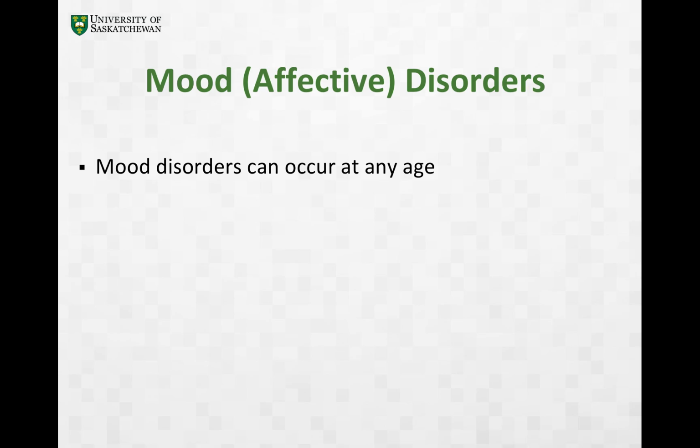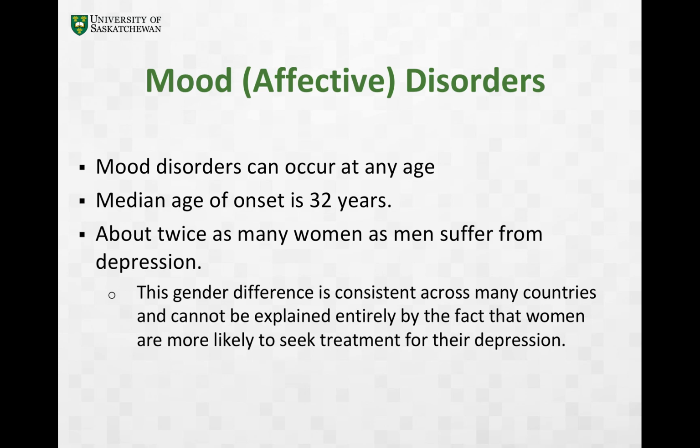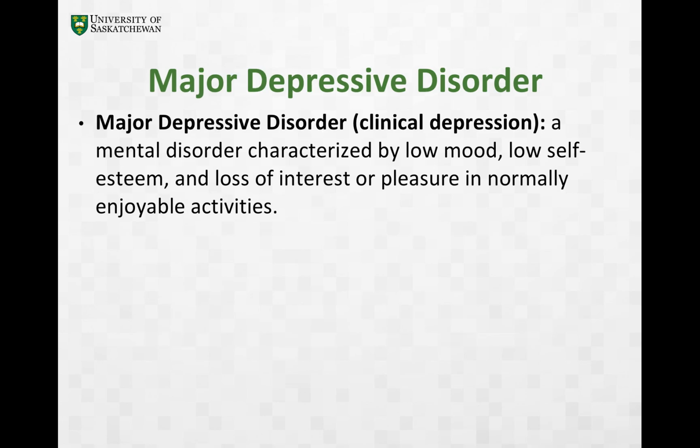Now, it's important to note that mood disorders can occur at any age. While the median onset is around 32 years, this is by no means the only time where mood disorders can be prevalent. Now, about twice as many women as men suffer from depression. And this gender difference appears to be consistent across many countries and can't be explained entirely by the fact that women are more likely to seek treatment for their depression. Now, a little bit later on here, I'm going to give you a possible solution to this problem, but stay tuned. Now, when we're talking about mood disorders, we generally are talking about depression, and we're talking about bipolar disorder.